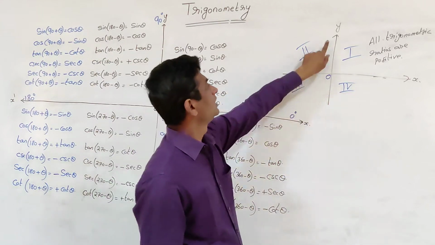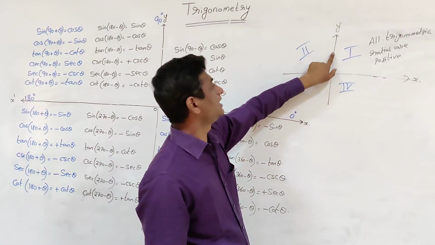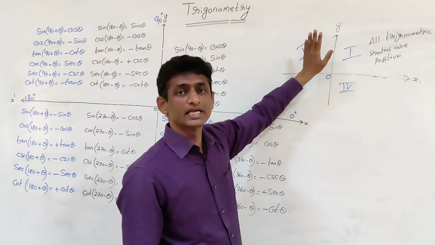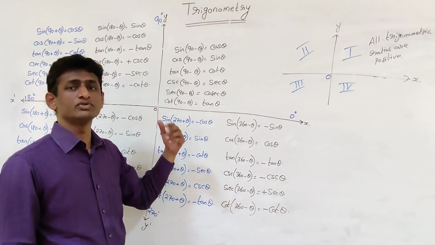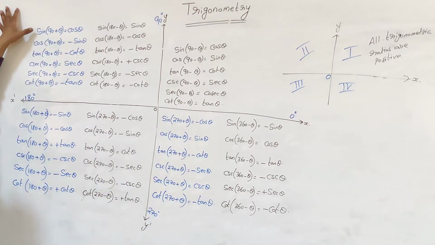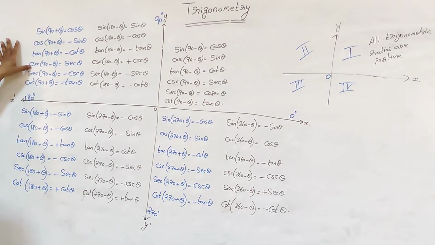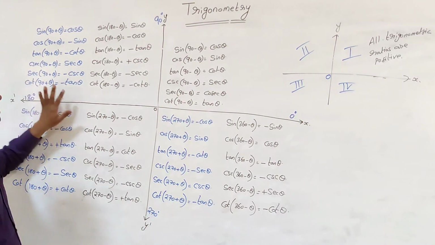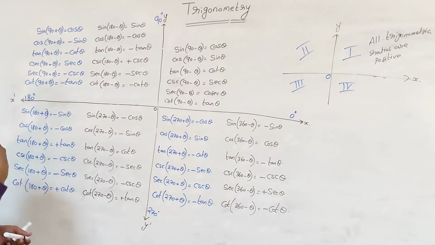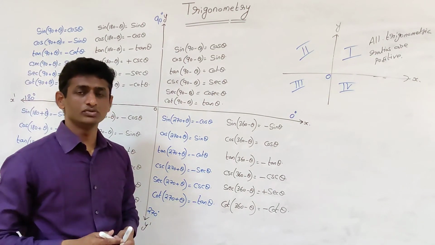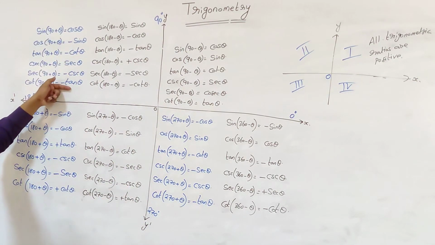90 plus theta means it moves to the second quadrant. In the second quadrant, let's see which trigonometric ratios are positive and which are negative. That is, sine of 90 plus theta is cos theta, cos of 90 plus theta is minus sine theta, tan of 90 plus theta is minus cot theta, cosecant of 90 plus theta is secant theta, secant of 90 plus theta is minus cosecant theta, cot of 90 plus theta is minus tan theta. Means in 90 plus theta, only sine and its reciprocal cosecant are positive and the remaining are all negative.